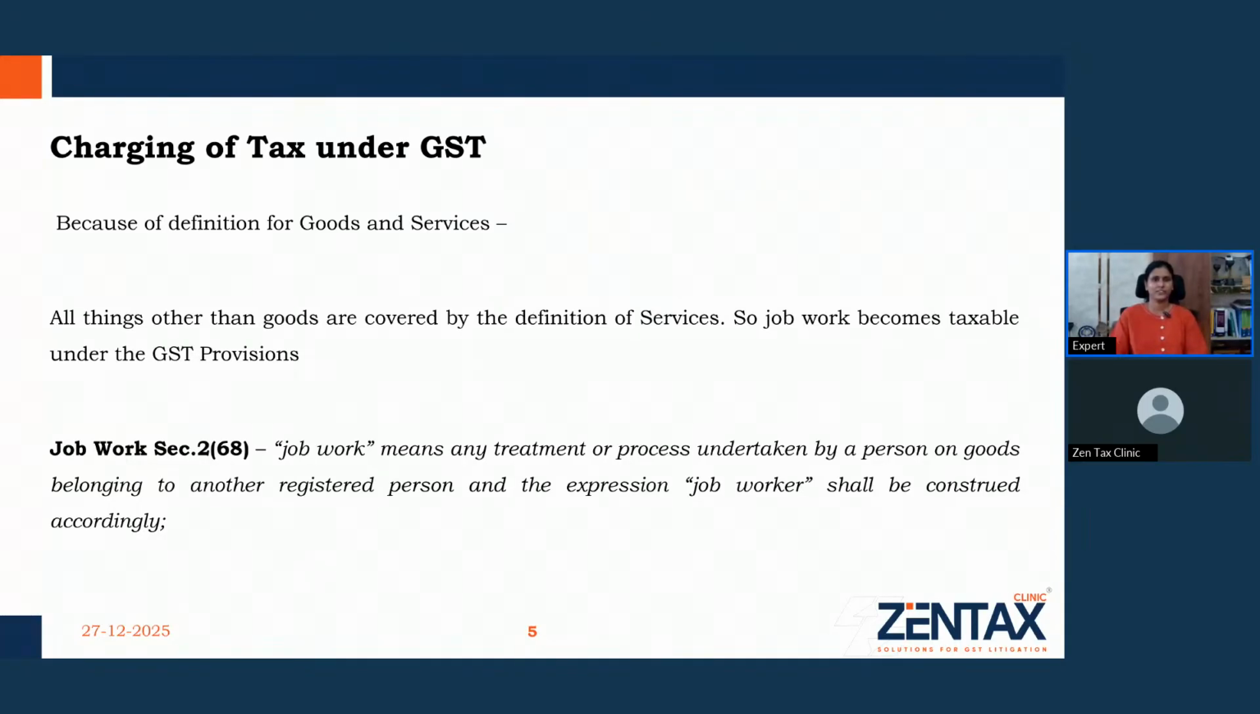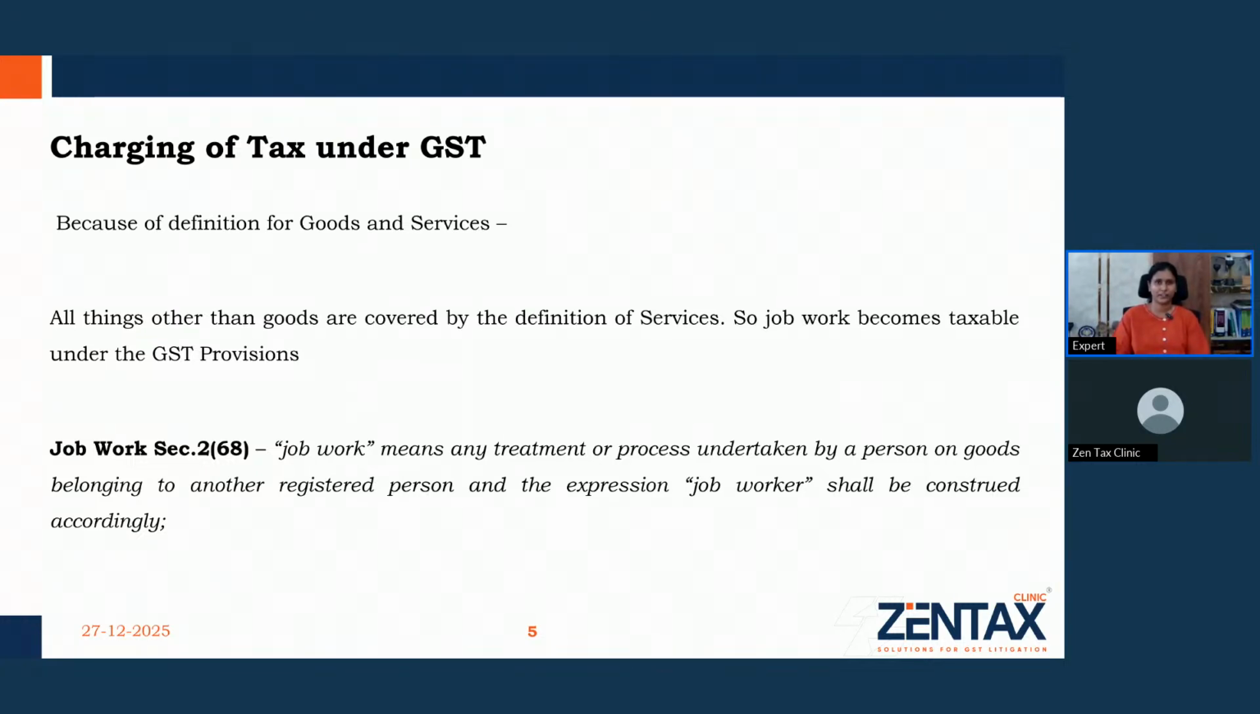Now we will see the definition given for job work in GST. Section 2, subsection 68 states that job work means any treatment or process undertaken by a person on goods belonging to another registered person, and the expression job worker shall be construed accordingly. From this definition, we can see job work can be any treatment or process undertaken by a person. They have not mentioned that a job worker should be a registered person. So as per the definition, a job worker can be registered or an unregistered person.